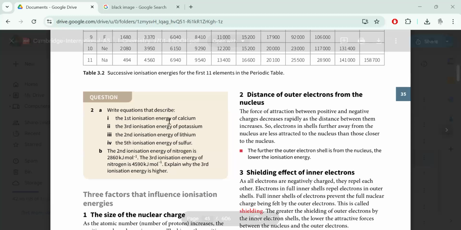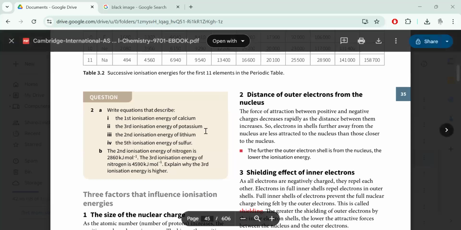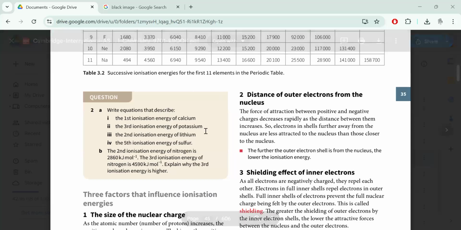Here, write the equations that describe the following. So let's do that. This is actually really simple. I'm going to stop sharing first and switch my screen to image first. Now I'm going to annotate. The first question is the first ionization energy of calcium. So we're going to do that.